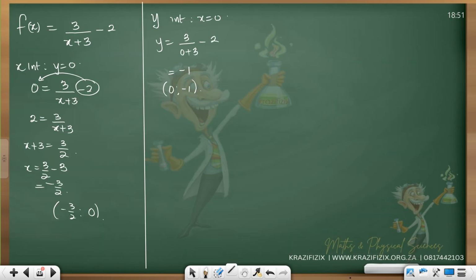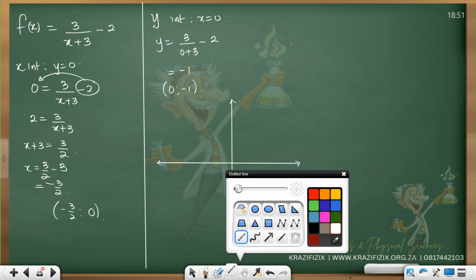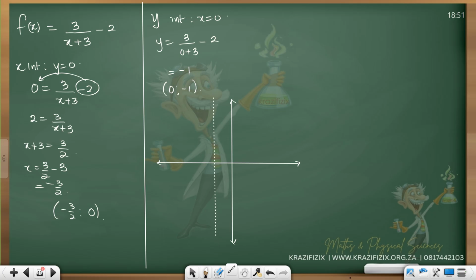Sketch the graph. If I'm sketching the graph, I draw my y-axis and my x-axis. The first things I draw will be my asymptotes. X equals negative 3 with dotted lines, and y equals negative 2. Don't make it so big that your graph looks funny. What are my intercepts? When x is 0, y is negative 1, which is somewhere here. And the other one is negative 3 over 2, which is somewhere there. So that's my graph.